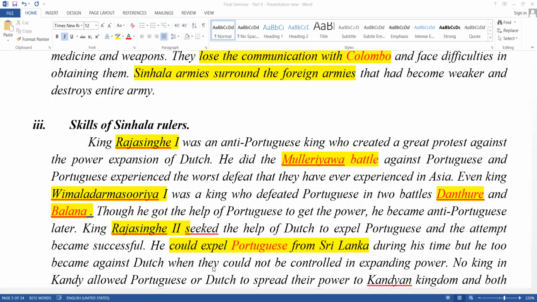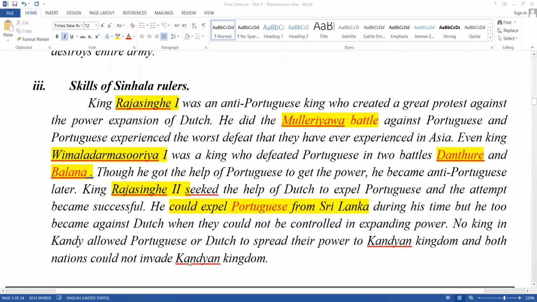So even he got the help of Dutch to expel Portuguese, and that was successful. And the Dutch did only one invasion during Kirti Rajasingha, and we can't say that they won or we won. They just invaded, signed a treaty and came back. Because of that, we can't say that they won or we won.